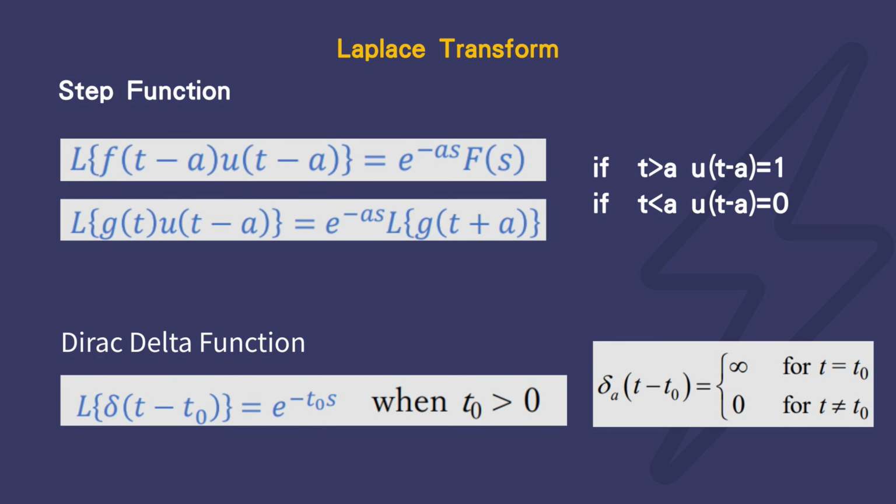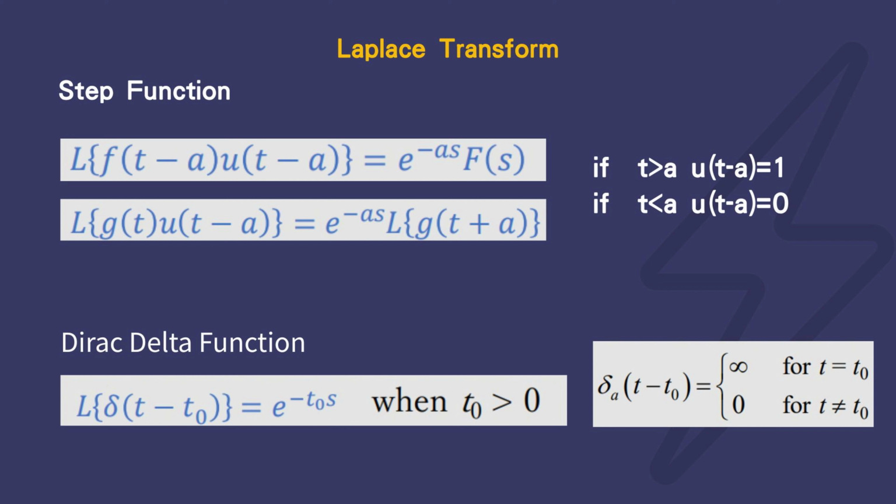Now let's look at the Laplace transform of some special functions, which are common in RLC circuits. Step function u of t minus a. Its definition is that if t is greater than a, the value of the function is 1. If t is smaller than a, the value of that is 0. The Laplace transform of f of t minus a times u of t minus a equals e to the power of negative as times F of s.